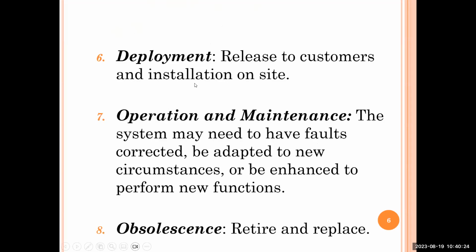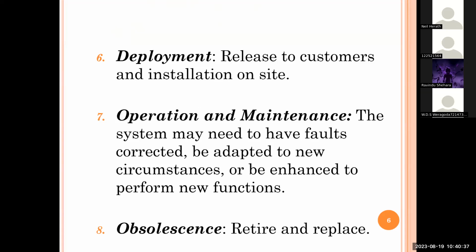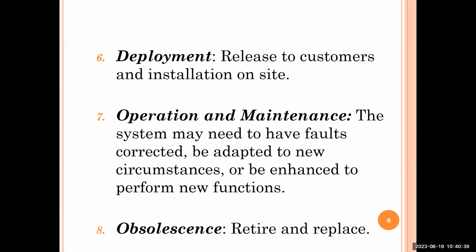After testing, the next step is to release this software system to the customer and install it on their site. That we call deployment. After deployment, as the development team or the company that developed the software, you cannot wash your hands and go away. The process is not finished yet. There is another stage called operation and maintenance.